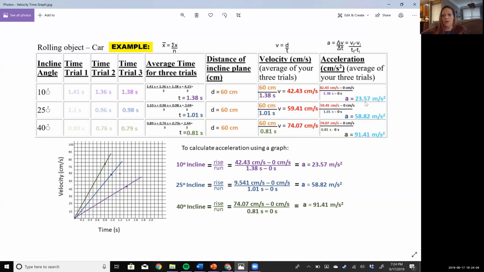It's 23.57 meters per second squared. That should say centimeters. Ignore those meters. They should all say centimeter. I will correct that and send this out in an email. So they should all say centimeters per second squared.